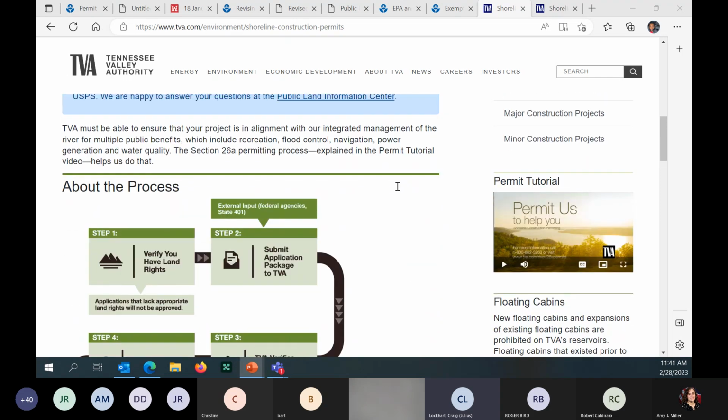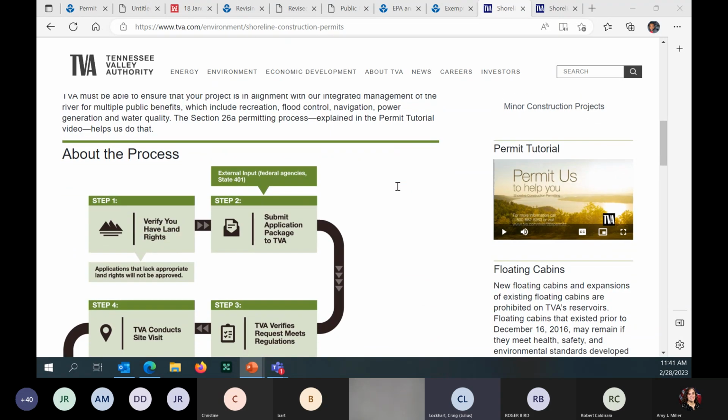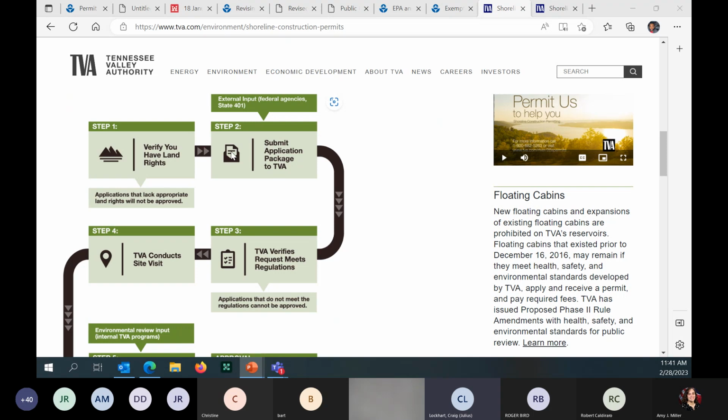They have a whole flow chart that walks you through the process of how to get a permit on the 26A. Step one, verify: do you have land rights? Then step two, you submit your application package to TVA. They do mention they get a lot of permits every year, so they ask for people's patience as they do their best to review it and get back to you for approval. Then in step three, they verify your request meets the regulations. If it does not meet them, you will not be approved.